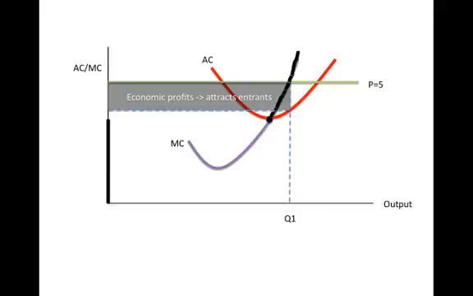So this dark shaded area represents the area of economic profits that the firm would be earning if the price were equal to $5 and if they chose to produce Q1 units of output. Those profits will attract entrants.